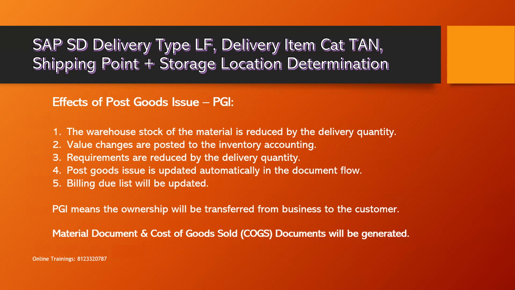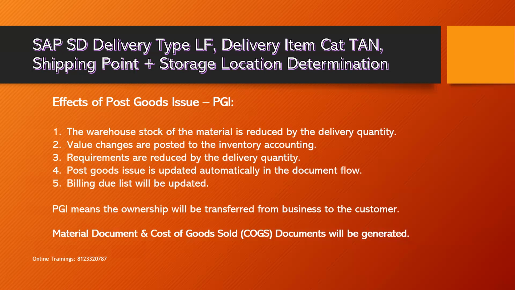the warehouse stock of the material is reduced by the delivery quantity, value changes are posted to the inventory accounting, requirements are reduced by the delivery quantity, post goods issue is updated automatically in the document flow, that is the VBFA table, which we can see in the system. The fifth one is the billing due list will be updated. That means the outbound delivery is relevant for billing or due for billing, which we need to create. PGI means the ownership will be transferred from the business to the customer.